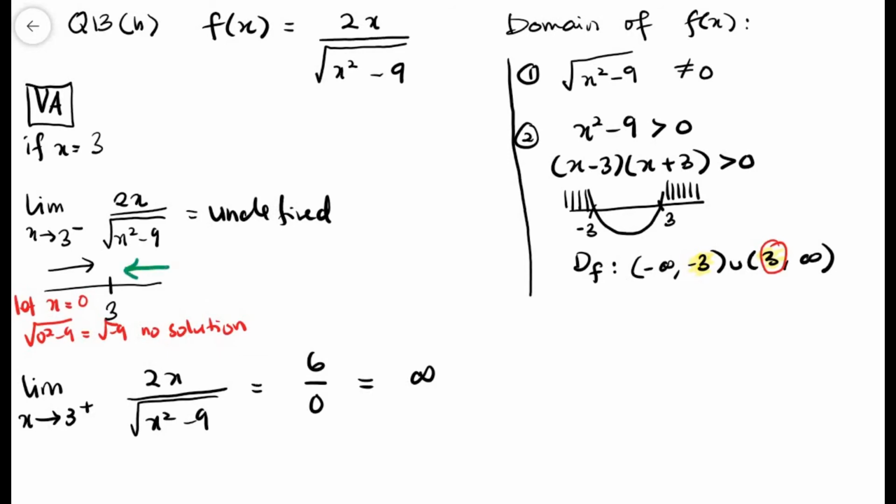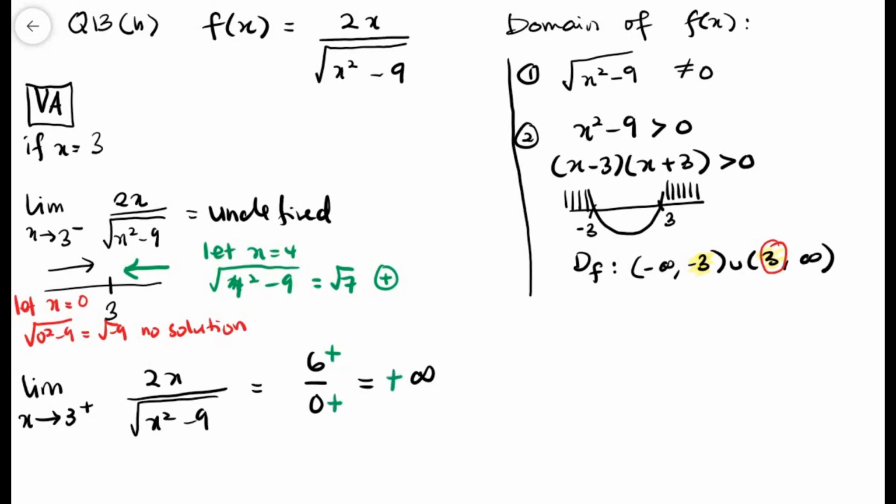So from the right, let's say I pick x is equal to 4. So sqrt of 4 square minus 9. Okay, so 4 square minus 9, I'll get 7. So sqrt 7 would be in positive sign. So 6 is positive, 0 is positive, so you get positive infinity.